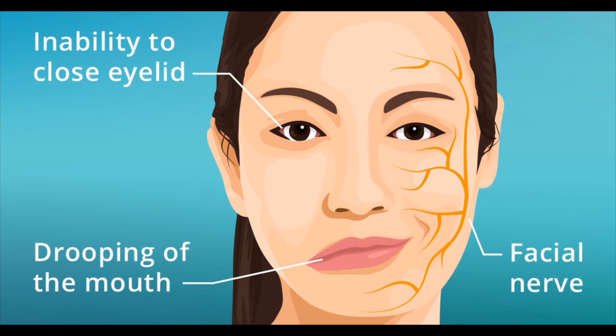Secondly, there is drooping of the mouth. This is again for the same reason, that the muscle that keeps the mouth in its proper position is deprived of its nerve supply. Therefore, there is drooping of the mouth and there is also drooling of saliva. However, this condition is quite temporary and you just have to wait for about 30 to 45 minutes before this condition settles. So, this was all about the facial nerve.